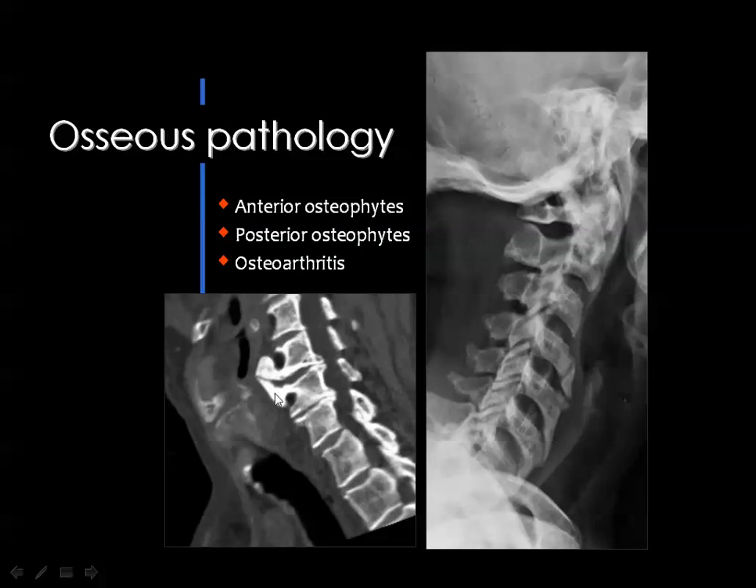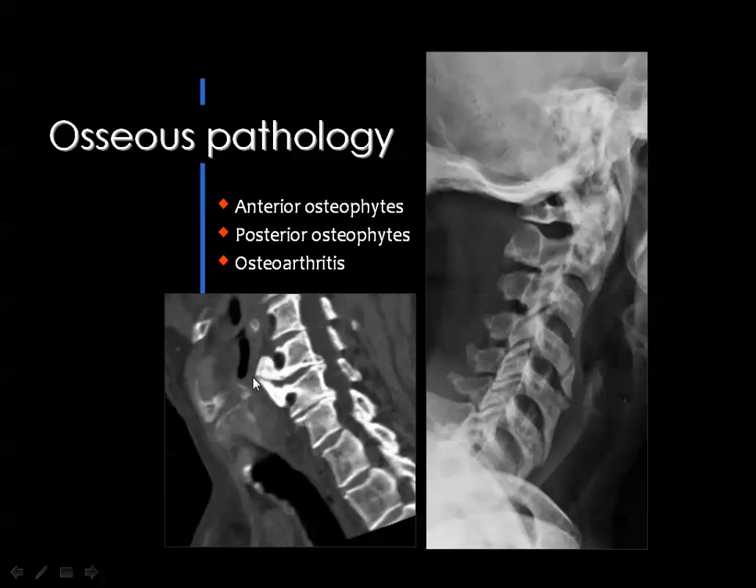Then anterior osteophytes are only important in the cervical region, particularly if they are big, like these osteophytes, which will encroach on the pharynx and may result in dysphagia or difficulties in swallowing food.